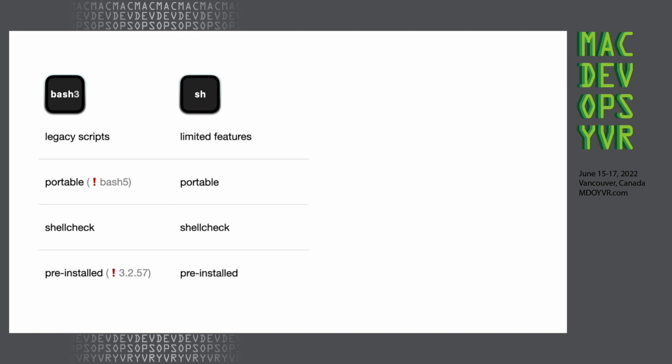SH is kind of the standard. It's a much more limited feature and syntax set compared to bash or Z shell. But because of that, it is ultimately portable because it's a well-defined standard. And it also works with shellcheck. I can use shellcheck for my SH script.